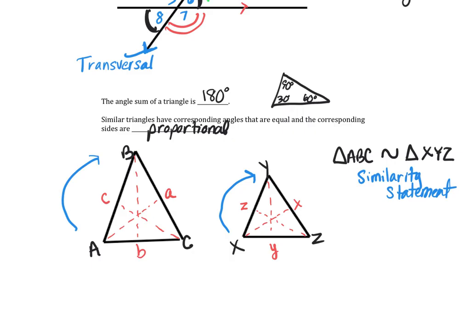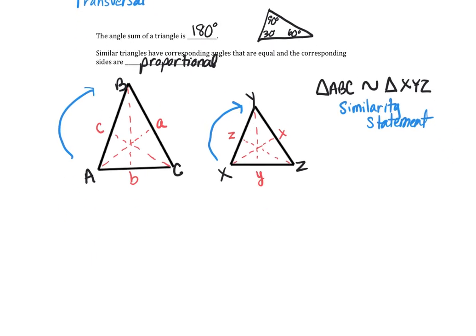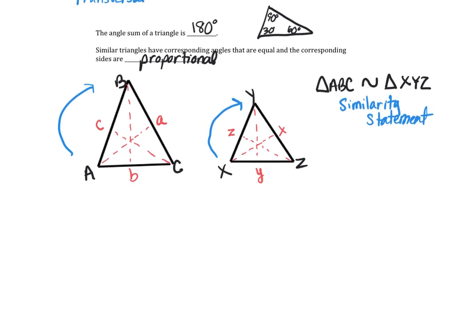Now, with these two similar triangles, we have angles that are equal. That was one of the first things that this statement said right here: angles that are equal. So let's talk about that. So we've got congruent angles.